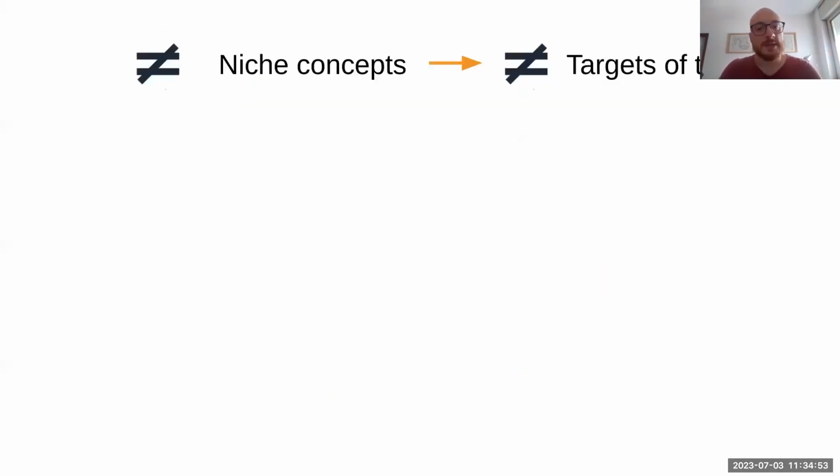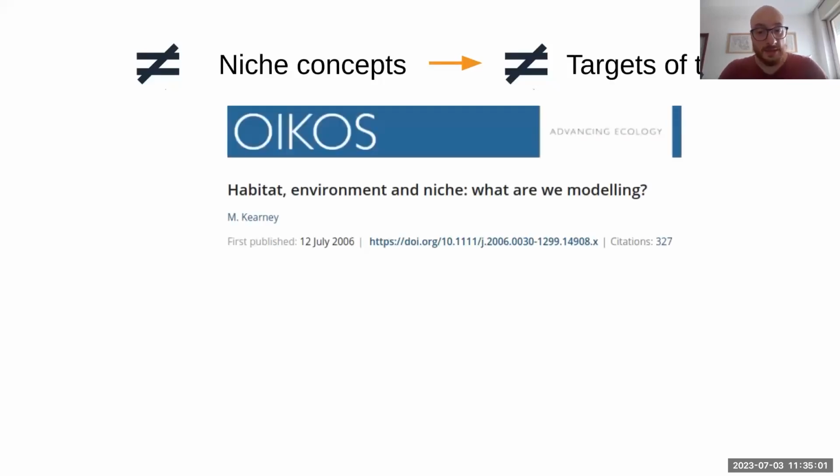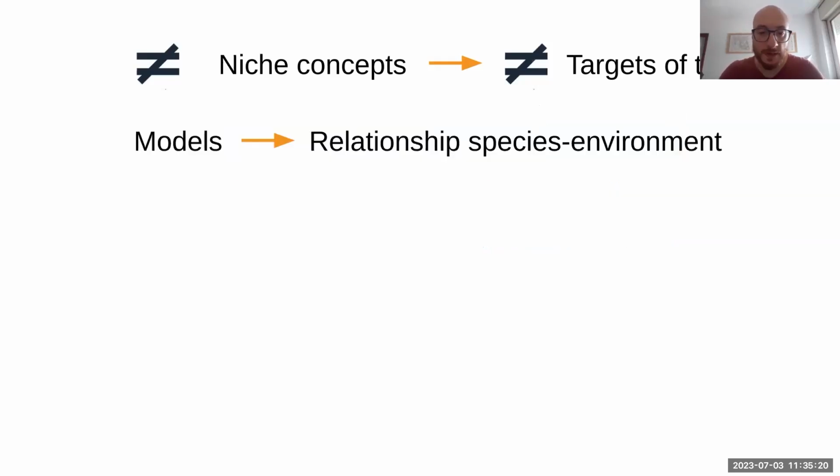So as you have seen, we have different niche concepts that might also be different targets of our models. Indeed, we have several definitions of what might be the target of our model, and Michael Kearney in this very nice paper tried to summarize a bit what we are modeling, if it is the habitat, if it's the niche, or if it is the environment.